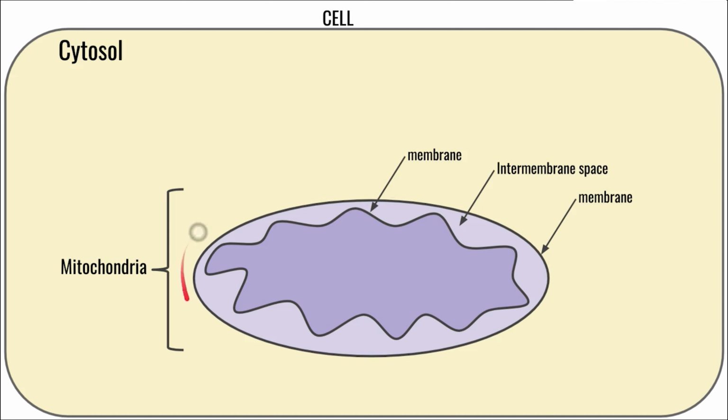So we have this outer membrane, then we have an inner membrane, and then in between these two membranes is the intermembrane space. And then finally, the region of the mitochondria that is inside the inner membrane is called the matrix. The matrix is surrounded by the inner membrane. There's then this intermembrane space, and then finally the outer membrane.